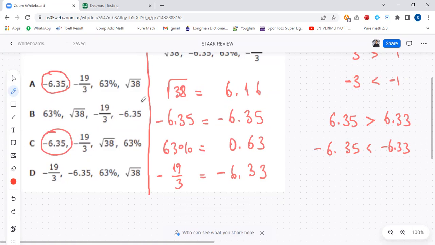And then let's find the greatest number, because in the second order we have negative 19/3. So 6.16 and 0.63. Obviously 6.16 is the greatest number, which is square root of 38. So as you can see, this is greatest, square root of 38. Then our answer is A.